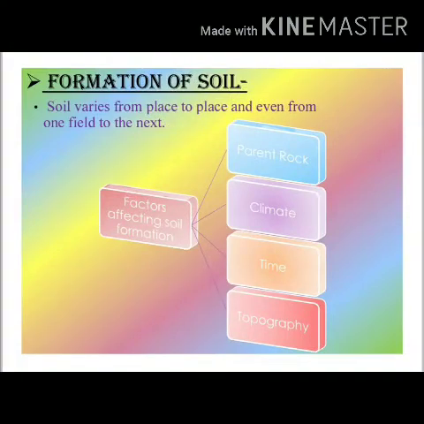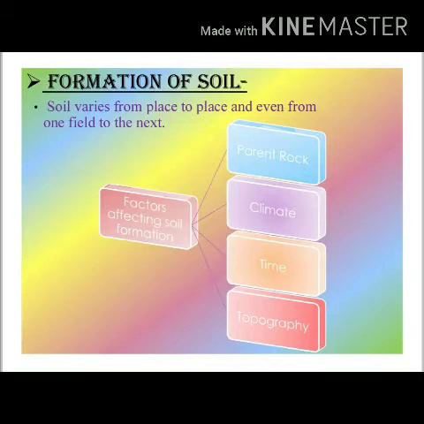formation of soil. As we know, soil varies from place to place and even from one field to the next. It means the soil next to a river could have a lot of nutrients, making it a productive area, while the soil on a plateau a little far away could be stony and unproductive. So the question which came to our mind is, why does the soil vary so much from place to place? There is a reason for that, because there are several factors which affect the soil formation.